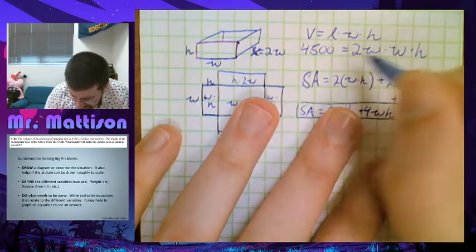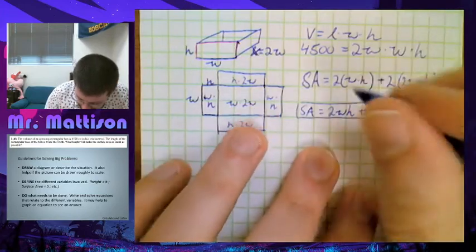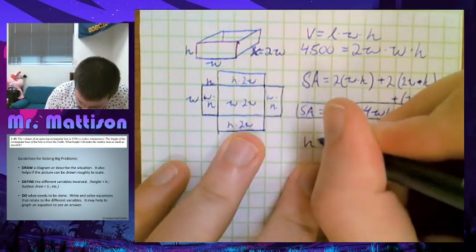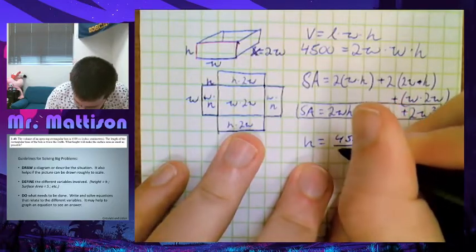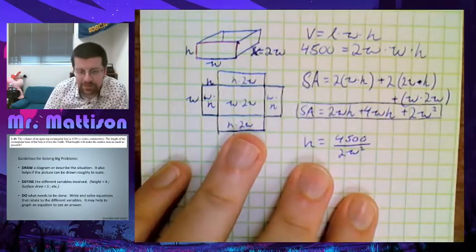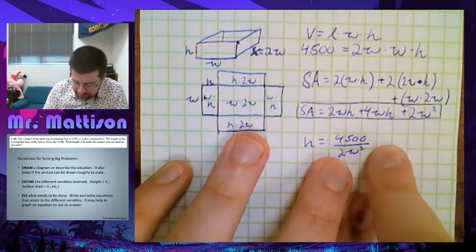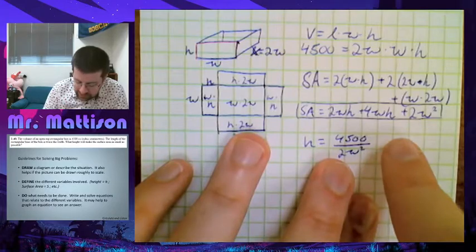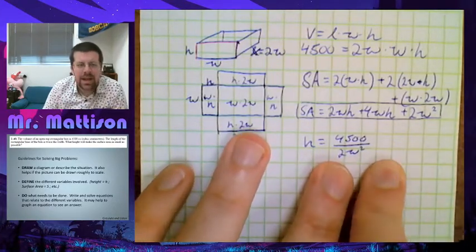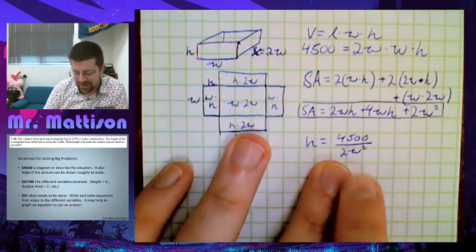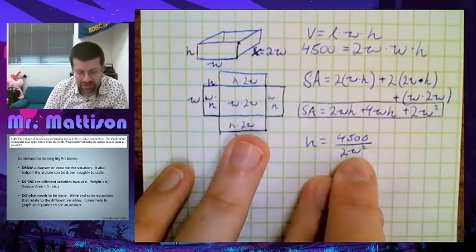I just need to divide both sides by 2W squared. So I would get H is equal to 4,500 divided by 2W squared. So I could reduce that to being 2,250 over W squared. I'm not going to because I can see that, hey, once I plug this in for the H here, the 2's are just going to cancel.